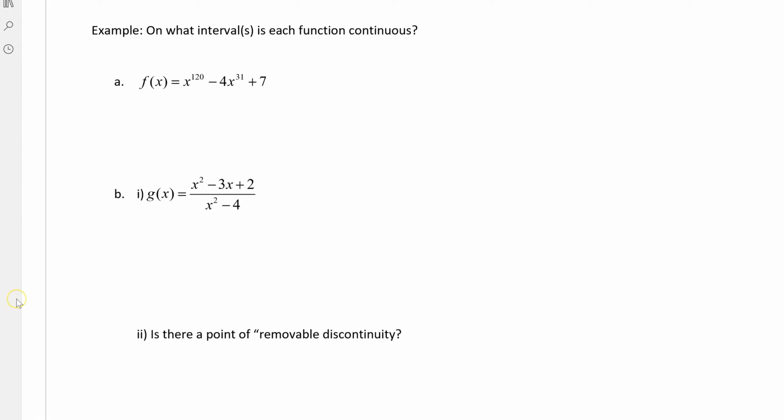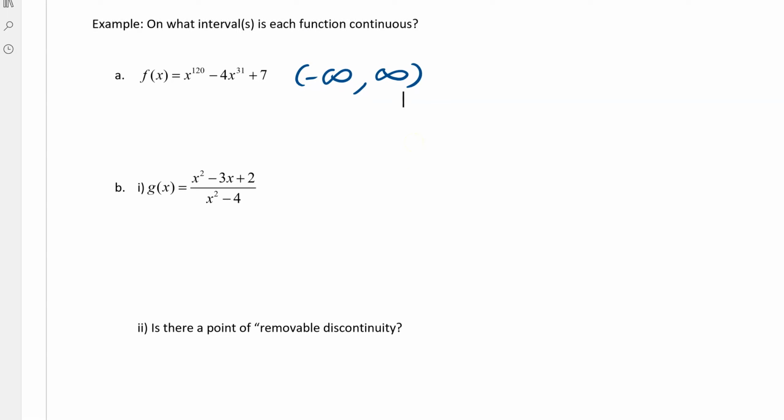All right, the last question we have for discontinuity is we've already shown what points are continuous, so now we're going to say on what interval is the function continuous. So we use those points of discontinuity to exclude them, and then everything else is continuous. The first is our polynomial, and we already know polynomials are continuous everywhere. So if they give you a polynomial, we know it is continuous from negative infinity to positive infinity. Done. Move on to the next one.